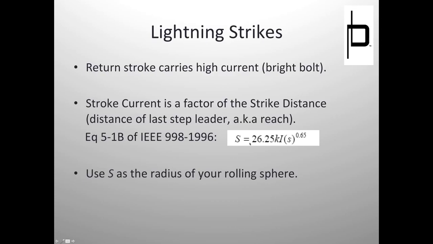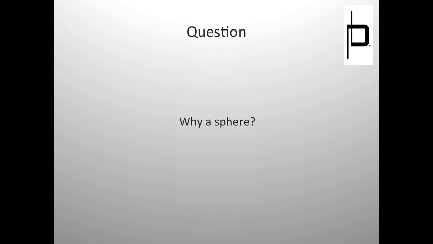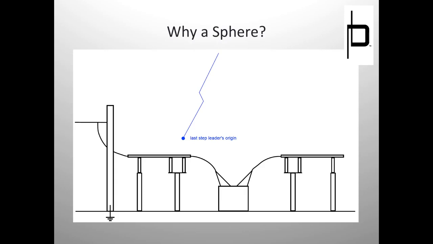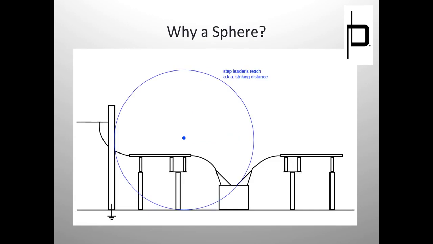Now S, this strike distance, is going to be the radius of our rolling sphere. We haven't got into exactly what the rolling sphere is yet, but just keep that in mind. S is the radius of your rolling sphere, and the center of your sphere is the origin of that last step leader. We'll get more into that. But why a sphere? Again, the origin of the last step leader: there are step leaders all the way down, then another step leader stopped here, and now things are within striking distance of it. It's ready to strike something.